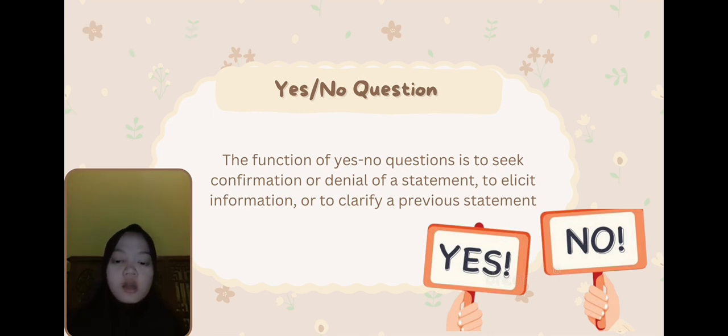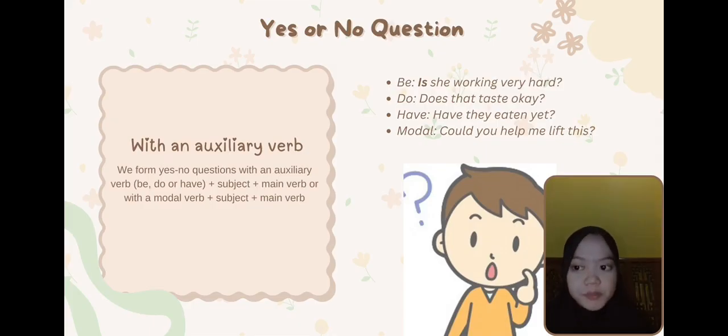Yes or no question. The function of a yes or no question is to seek confirmation or denial of a statement with an auxiliary verb. We form yes/no questions with an auxiliary verb: verb be, do, or have plus subject plus main verb, or a modal verb plus subject plus main verb. For example, with be: is she working very hard?